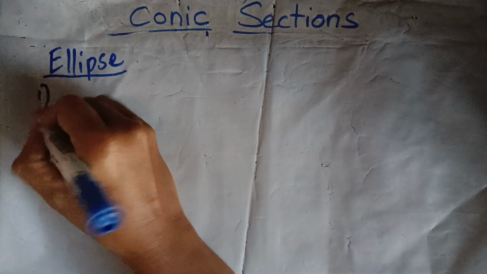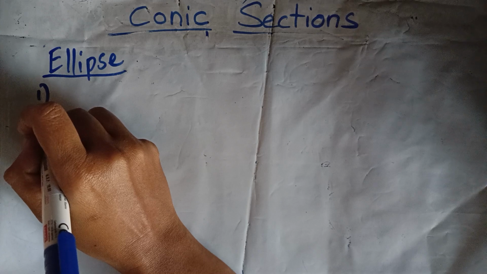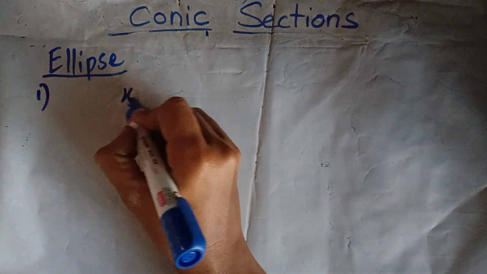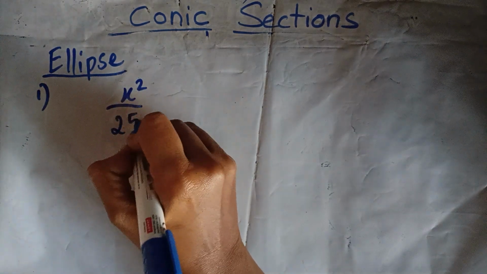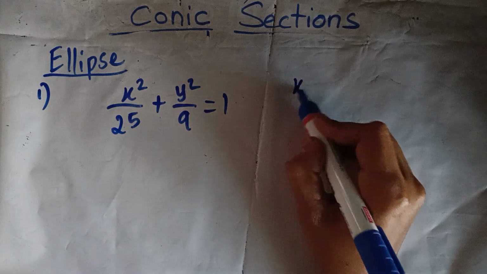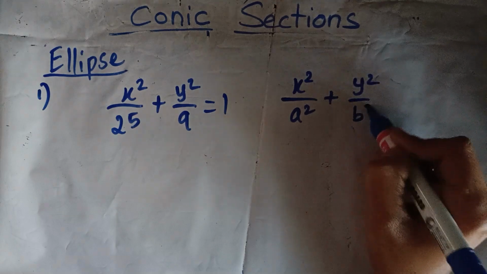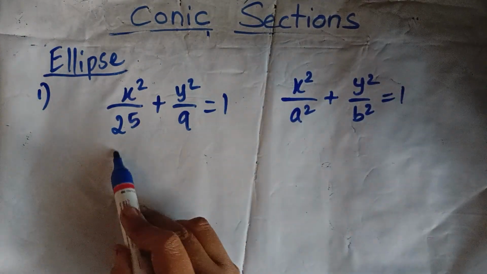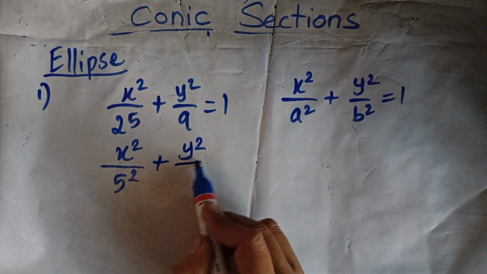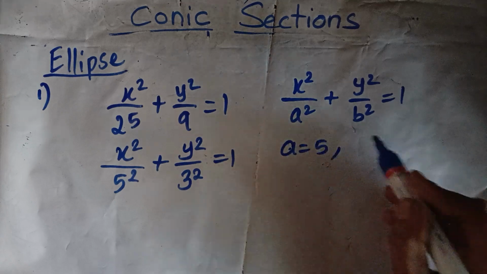Let's solve an example. Find the coordinates of the foci, the vertices, the length of the major axis, minor axis, the eccentricity and the latus rectum. The equation of the ellipse is given. Let's write the standard form. So our a square is 25, that is a is 5, and b square is 9, so b is 3. Now a is 5, b is 3.